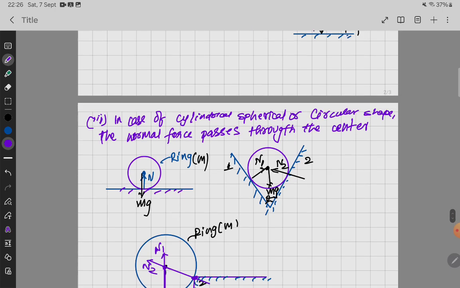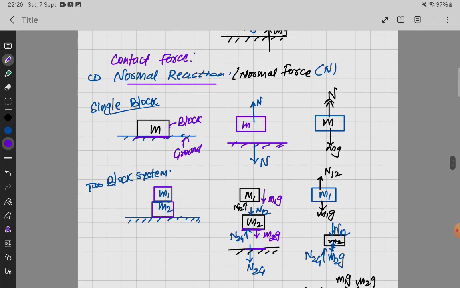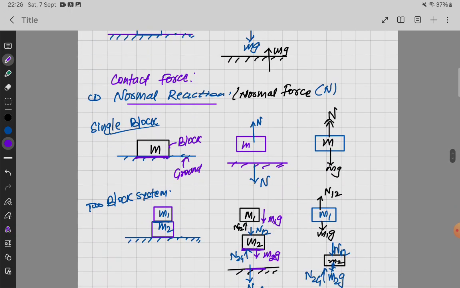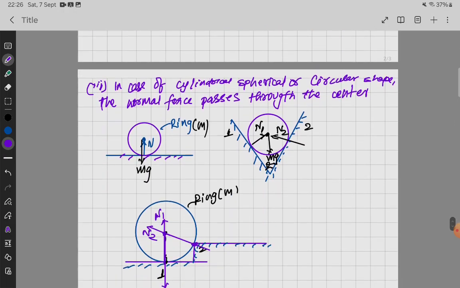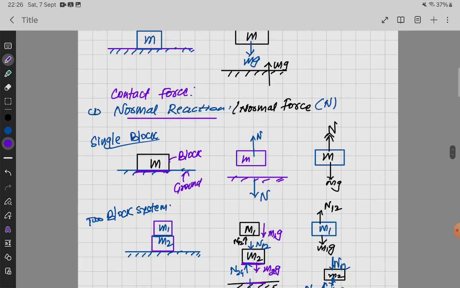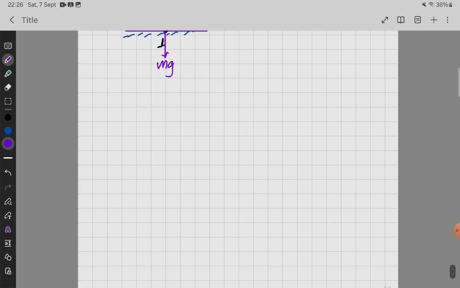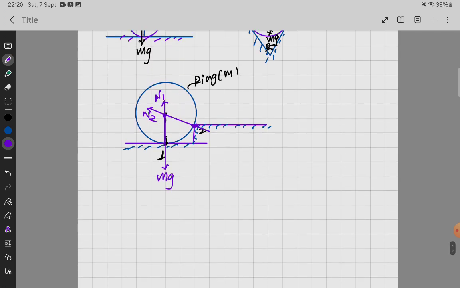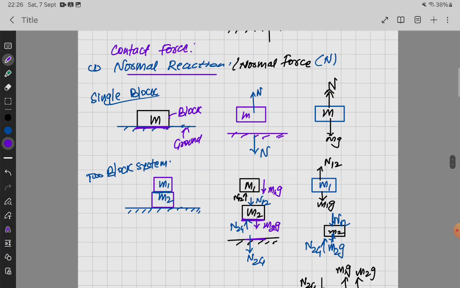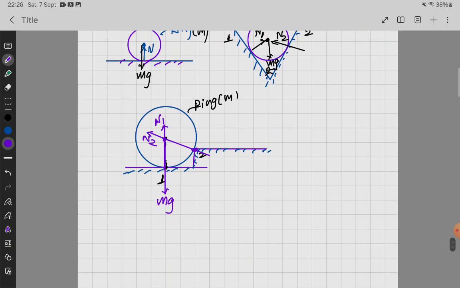So these are examples, all examples related to normal force, right? And I have drawn free body diagrams. So in the next video I will draw the free body diagram in case of tension, that is tension in a string, right? So that is again very important. So I hope this is clear. Please watch this, and yeah, thank you so much.